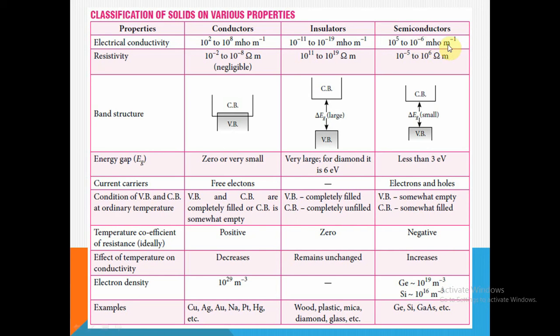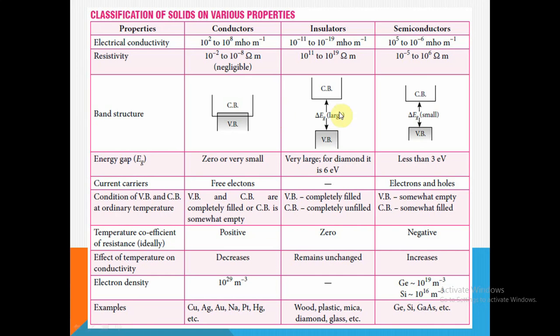Next property of these materials is resistivity. Resistivity is the reciprocal of electrical conductivity, and therefore the order is exactly reversed from what we studied in electrical conductivity. For the conductor, it is 10 raised to minus 2 to 10 raised to minus 8 ohm meter. For insulator, it is 10 raised to 11 to 10 raised to 19 ohm meter. And for semiconductor, it is 10 raised to minus 5 to 10 raised to 6 ohm meter.